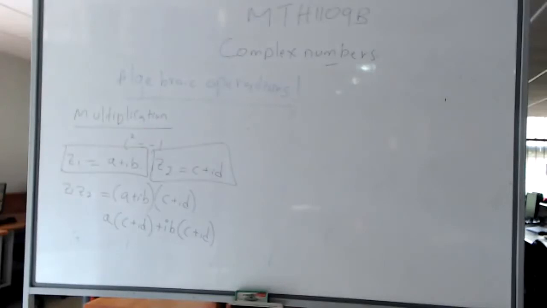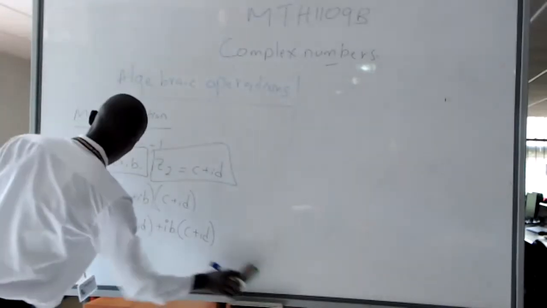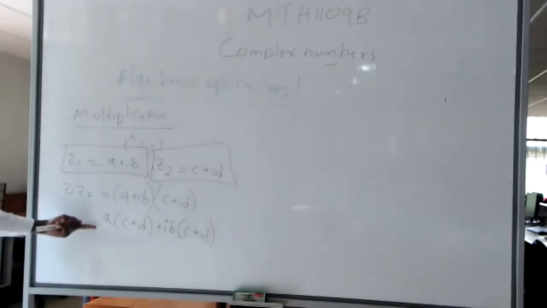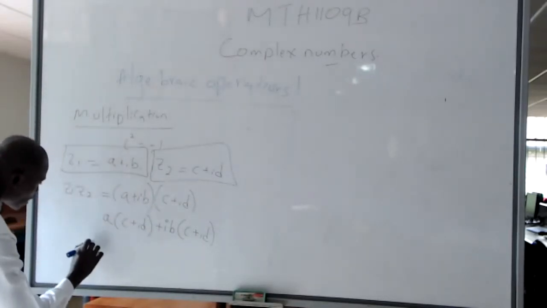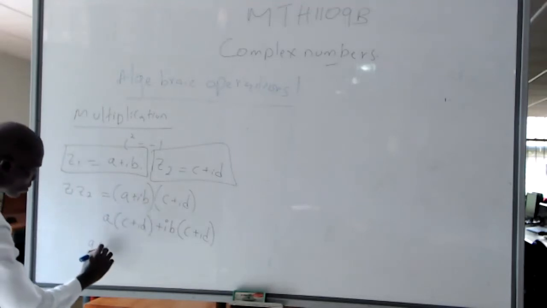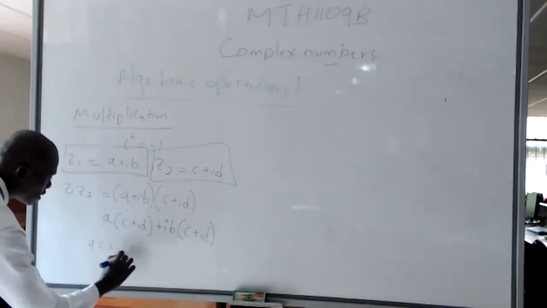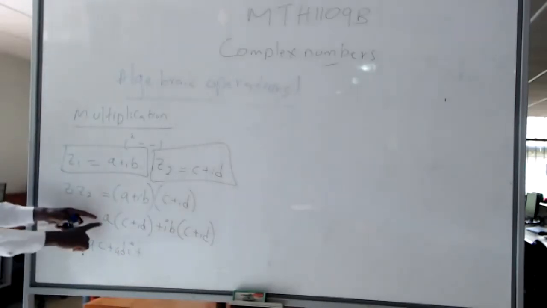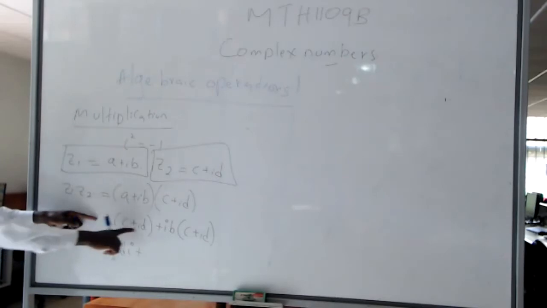And we did this before when we're dealing with surds. Now what you need to do is open the brackets. So the first bracket, A times C, that is just AC. A times iD, so plus AD times i. I've opened the first bracket. I've taken A multiplied by C, then A multiplied by iD.